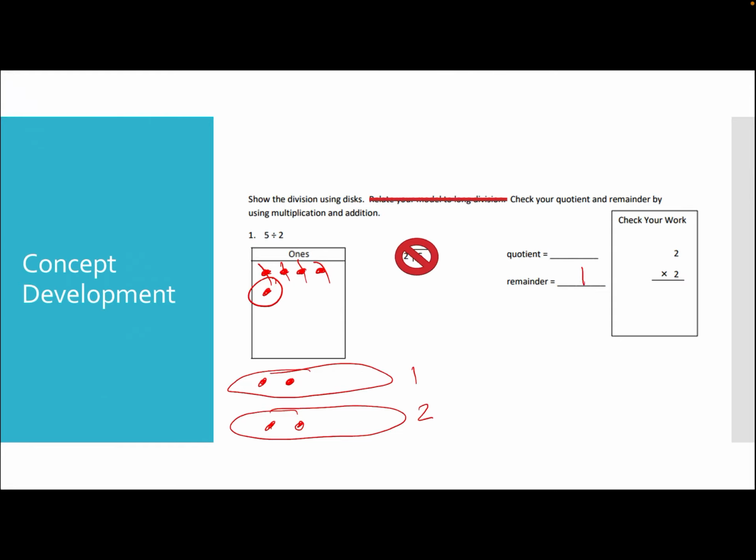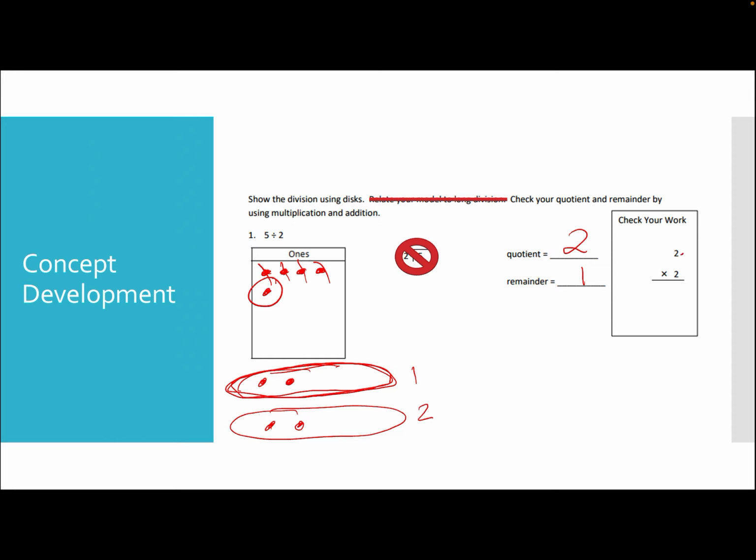Now to find our quotient, we just have to look at either group 1 or group 2 and see how many dots are just in that one group. So you can see in group 1 here, there are 2 dots, which means our quotient is 2 with a remainder of 1.